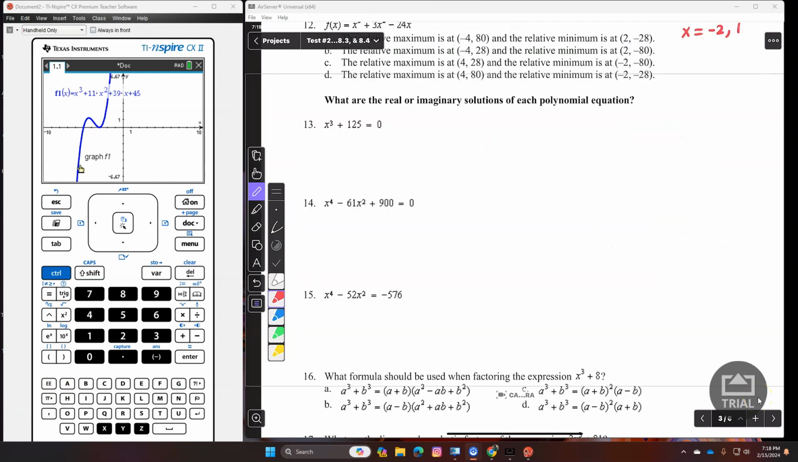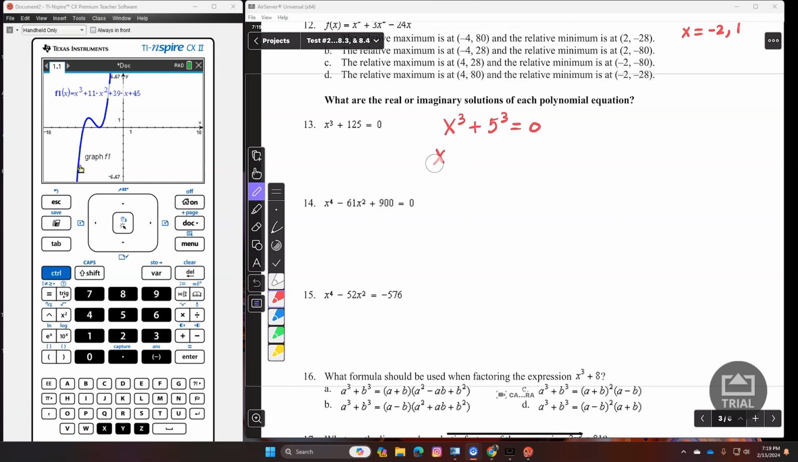What are the real and imaginary solutions of each polynomial? Now, I'm going to warn you, this is a lengthy process. What I'm going to do is start by factoring x cubed plus 125, which you know is going to be 5 cubed. I'm not going to go fast, but there are some steps that I may skip. If you have questions, please let me know in class.